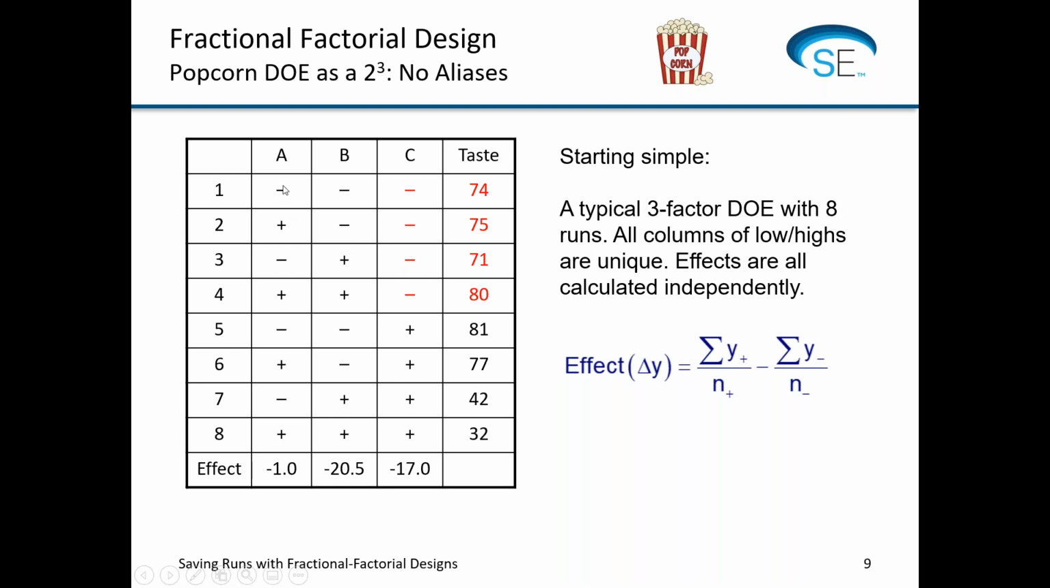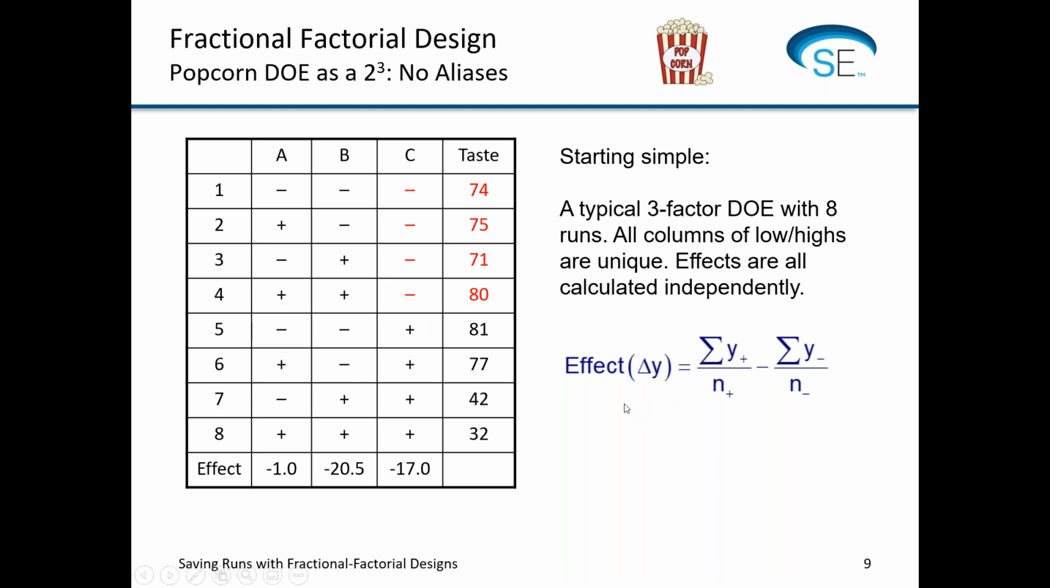So if we look at this 3-factor design, factor A starts with the low value, goes low, high, low, high, low, high, until we get done with the 8 runs. B has 2 lows, 2 highs, 2 lows, 2 highs, and C has 4 low values and 4 high values. So each column of pluses and minuses is unique. There are no 2 columns alike.